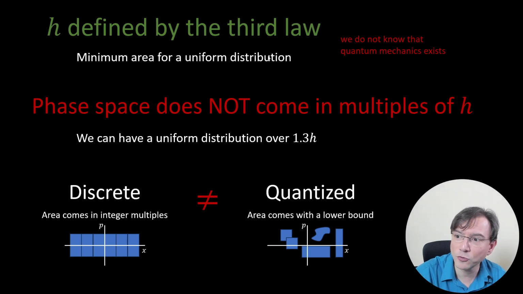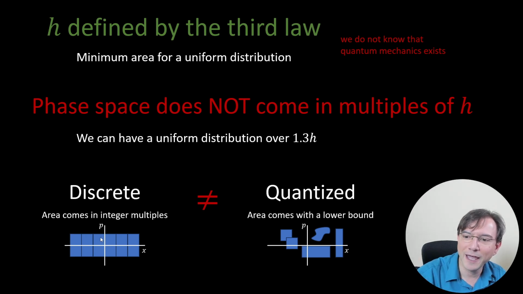And the other thing that I want to make sure that you understand: h is a lower limit. It's not that phase space comes in multiples of h. So we can have a uniform distribution over an area of 1.3 h. That's not the issue. It's the minimum. We can't go below that.